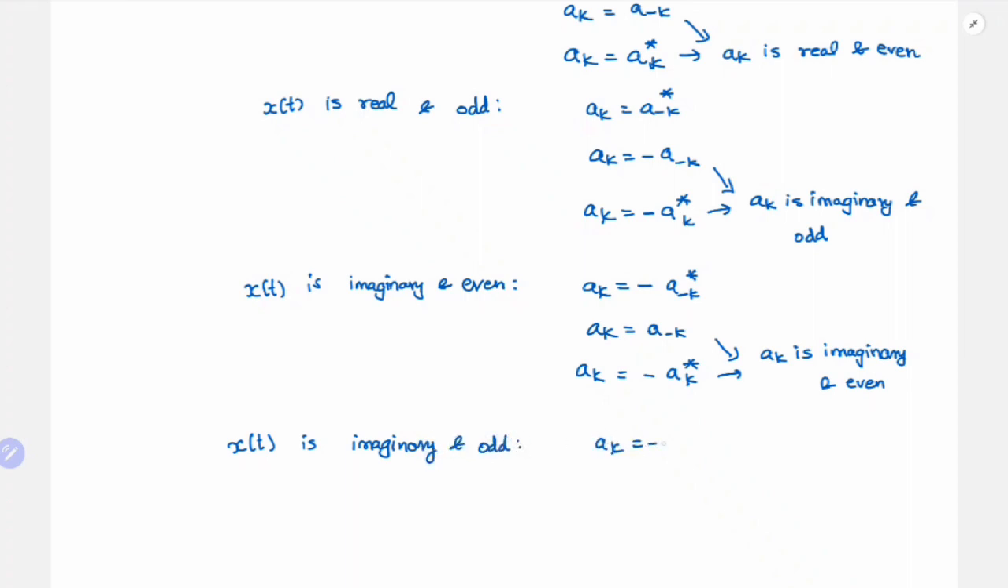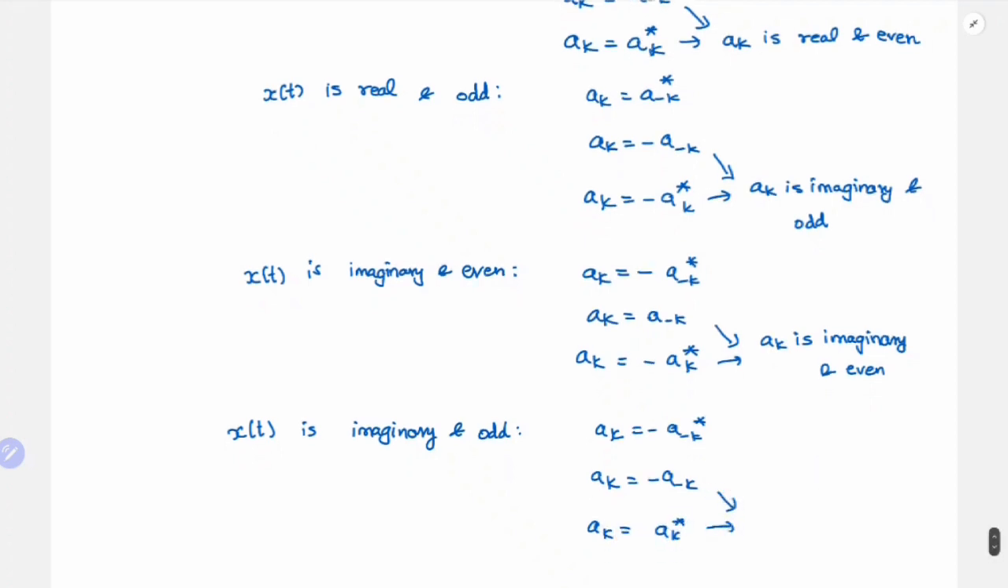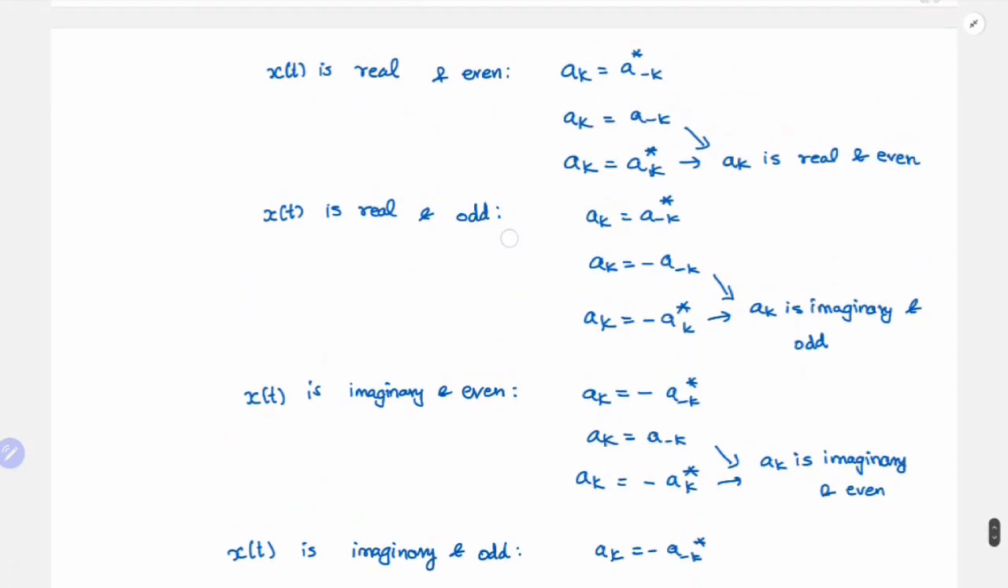So ak will be equal to minus a minus k star and ak is equal to minus a minus k, which implies ak is equal to ak conjugate. So these both imply that ak is real and odd. Okay, this is a very interesting property.